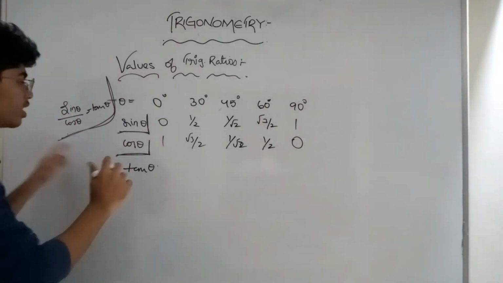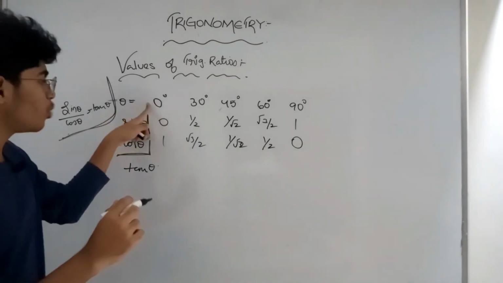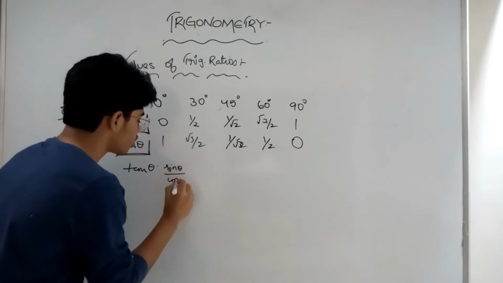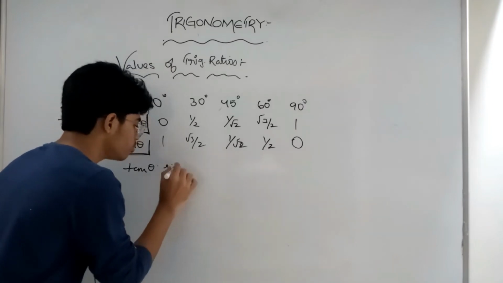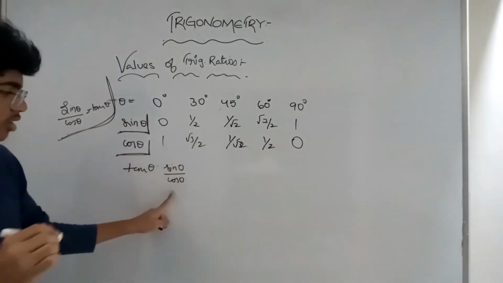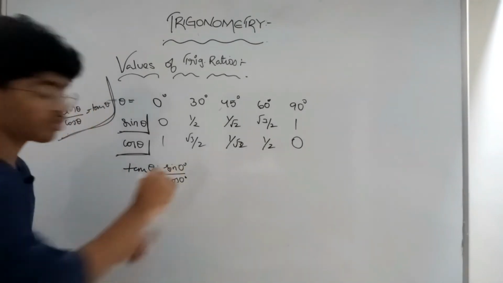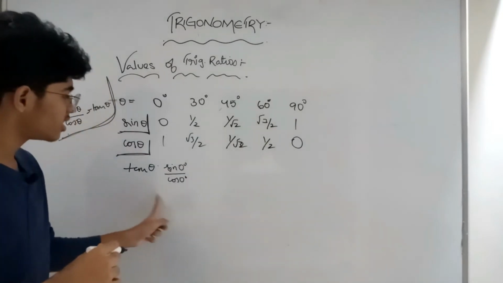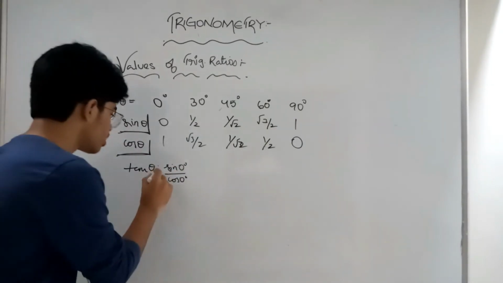So tan 0. For tan 0, we need to divide sin 0 over cos 0. Sorry, sin 0 degrees over cos 0 degrees. We forgot the degrees, and degrees are the most important. I've considered degrees everywhere. So tan theta is sin 0 over cos 0 degrees.